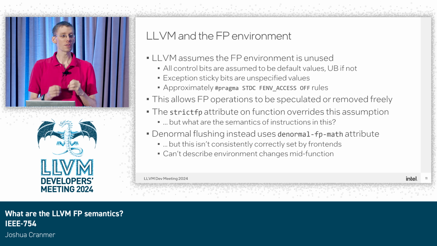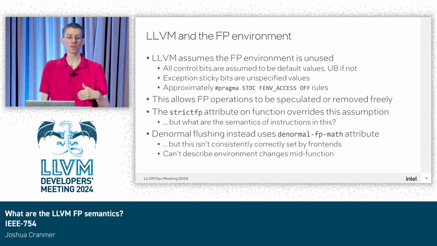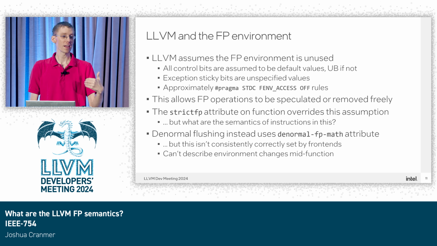Another interesting wrinkle with the floating point environment is that denormal flushing is not indicated using strictfp, it's indicated using denormal-fp-math, because it's used with fast math, not with wanting to do more advanced environment stuff. And because of the problem with front ends linking in the object file that turns it on for the entire process, this is not consistently set correctly by front ends that are working on a per translation unit basis. And it being a function attribute also shares some other problems, like it can't reflect the possibility that the environment changes in the middle of the function.